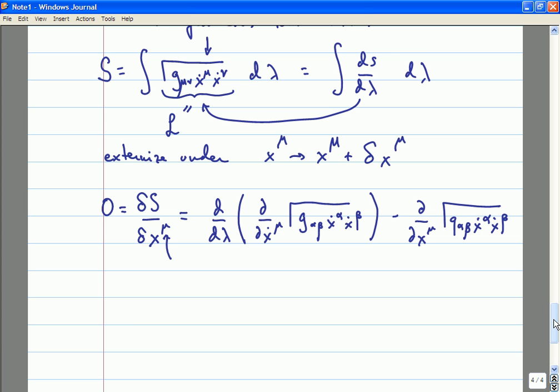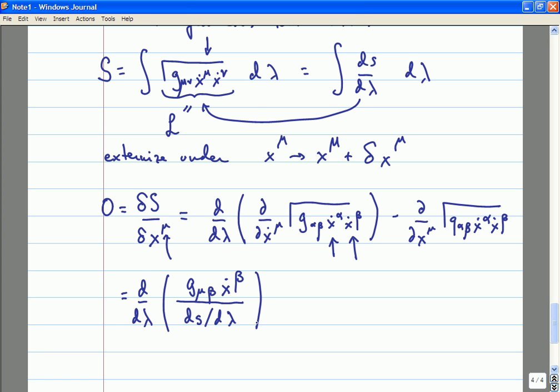Okay, so let's work that out. So the first term is d by d lambda. So what is the derivative of the square root? Well, it's 1/2 times the derivative of the thing under the square root divided by the square root. I'll just write that as ds by d lambda, that's the square root. And then I take the derivative with respect to x dot, and there are two terms, one where the derivative with respect to x dot hits this guy, which gives me g mu beta x dot beta, and another where the derivative hits this guy, which gives me g alpha mu x dot alpha. Then I can use the fact that the metric is symmetric in the two indices, and relabel alpha to beta to just get an overall factor of 2, which cancels the 1/2 that came from taking the derivative of the square root.